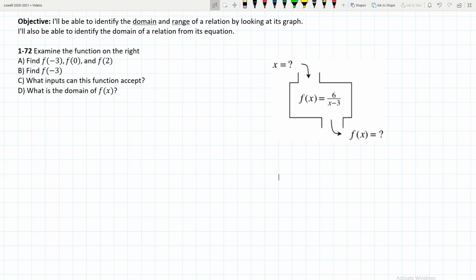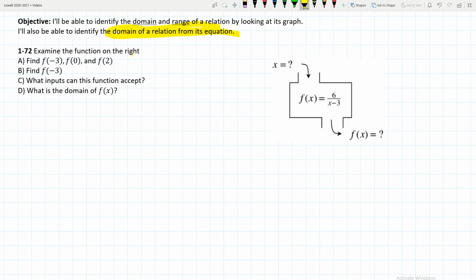Hi folks, so in this video we're going to talk about how we can find the domain of a relation. Well, actually it will be a function, and you can see our objective up top here. We've already taken a look at using graphs, and in this video specifically we're going to figure out the domain from the equation. So here's the function we're going to look at. Our function is f of x equals 6 divided by x minus 3.